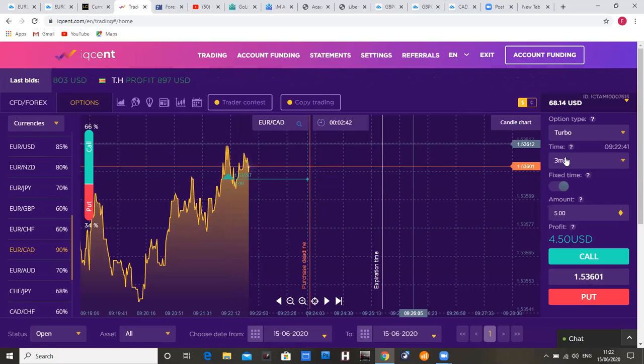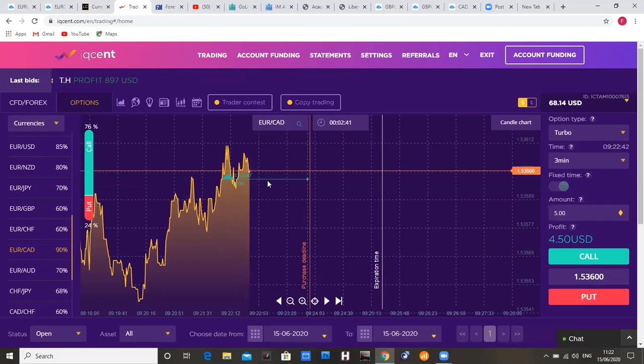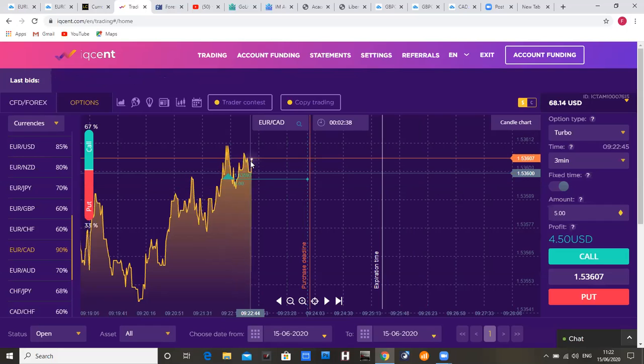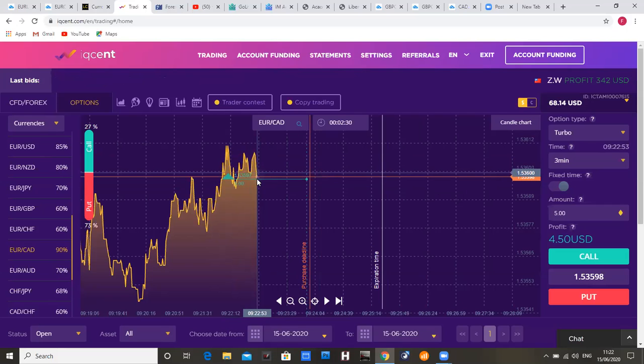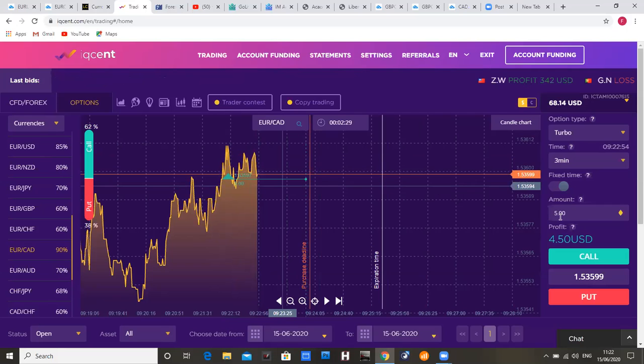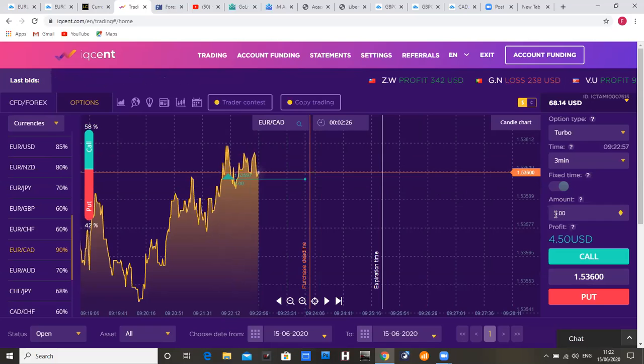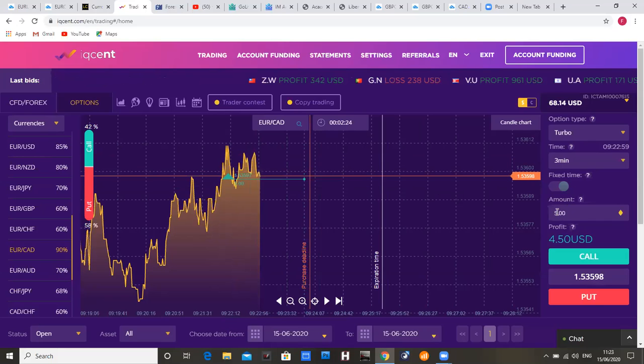Now, the expiry time is 3 minutes. So after 3 minutes, as far as this price, this movement you are seeing remains above this entry price, we are going to make profit. But the moment price closes and this price is beneath this entry, they will take the $5. The $5 is gone. It means it's a losing trade.